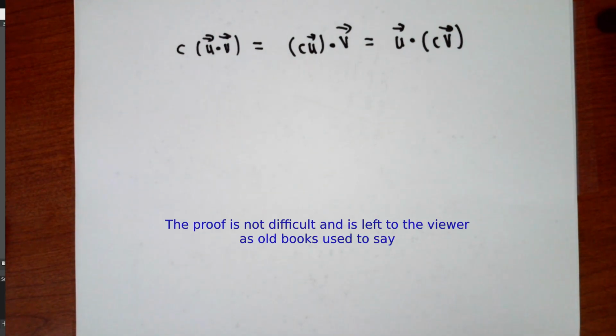This has been a short introduction to the idea of a dot product. In the next discussion, we'll look at some uses of this.